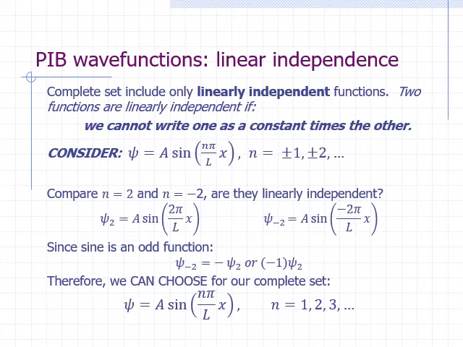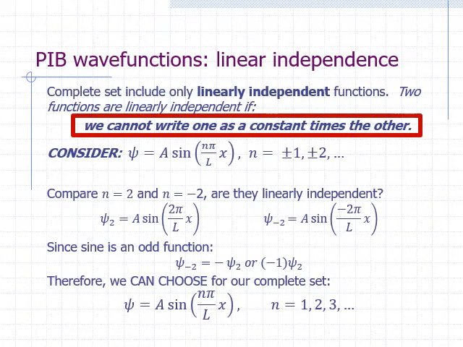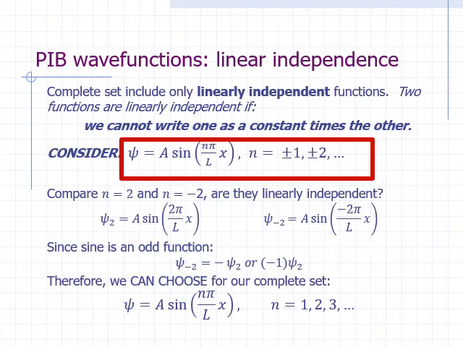We can specify a complete set of eigenfunctions for an operator by including only functions that are linearly independent. What do we mean by linearly independent? We say that two functions are linearly independent if we cannot write one as a constant times the other. Consider the set of eigenfunctions of the Hamiltonian operator that we have so far determined for the particle in a one-dimensional box. From the general solution to the Schrodinger equation, we've narrowed down the acceptable solutions to psi equals some constant A times sine n pi x over L, where the quantum number n must be a non-zero integer.